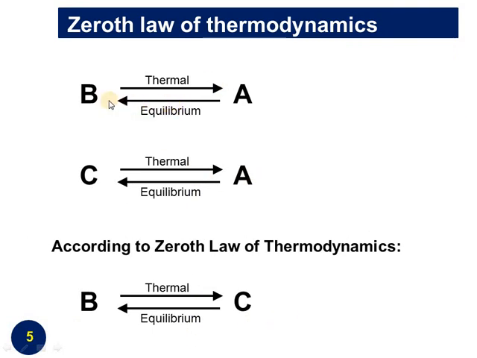When we say that there is no heat transfer between bodies B and A, it means both bodies have the same temperature reading. The temperature of B is equal to the temperature of A. Similarly, if there is no heat transfer between C and A, the temperature of C is equal to the temperature of A. Now we can say the temperature of B is equal to the temperature of C. It means both are in thermal equilibrium and there will be no heat transfer between them.